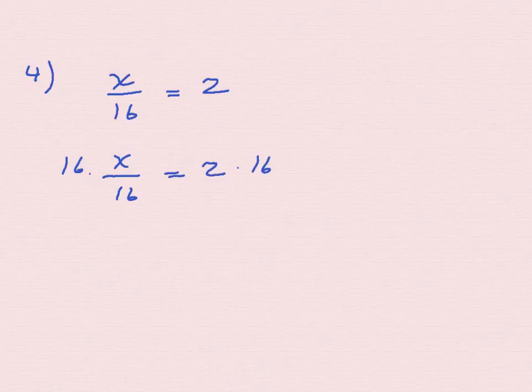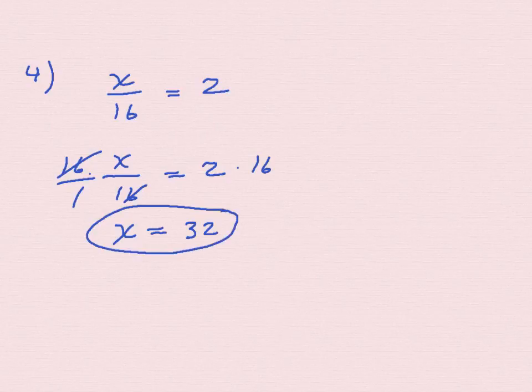On the left-hand side, don't forget that it's really 16 over 1. So 16 divided by 16, the 16s will cancel, leaving you with just an x, which is what your goal was, to get the x by itself. And 2 times 16 is 32. And there's the solution.